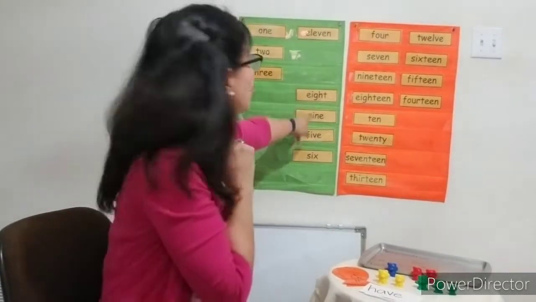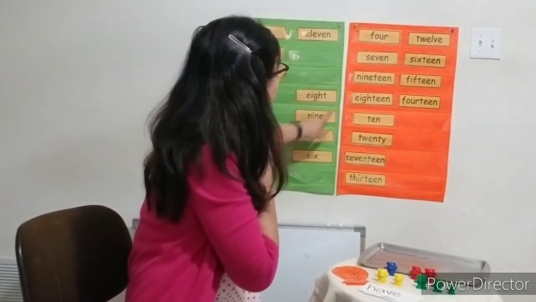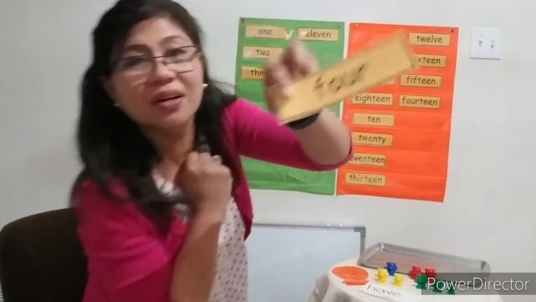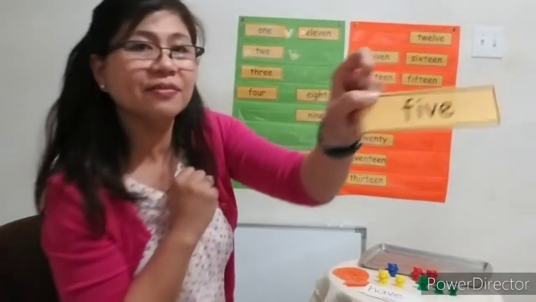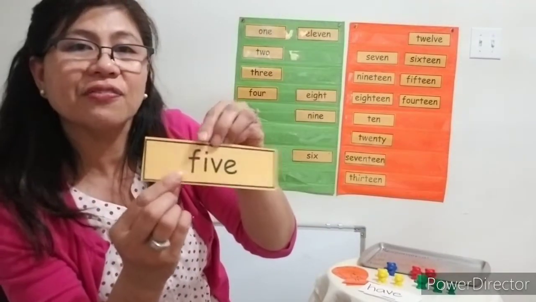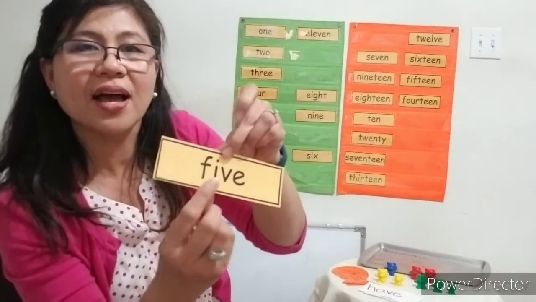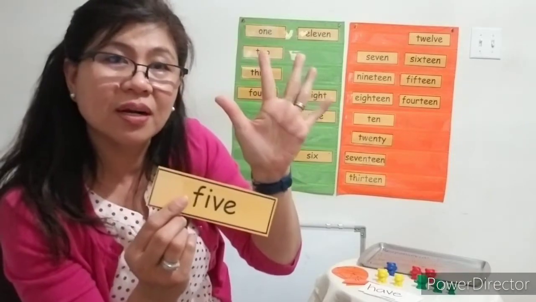4. F-O-U-R, F-O-U-R, to make a number 4. There you go. Okay, is this a number 5? Yes, sing it with me. F-I-V-E, F-I-V-E, to make a number 5.